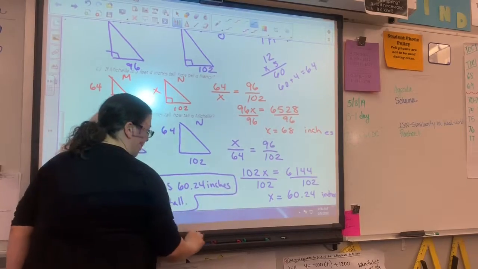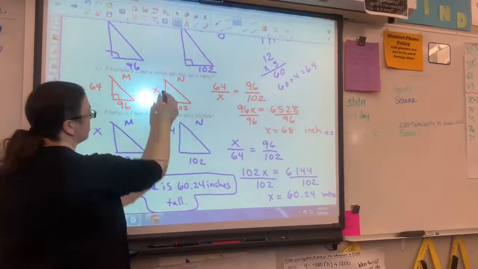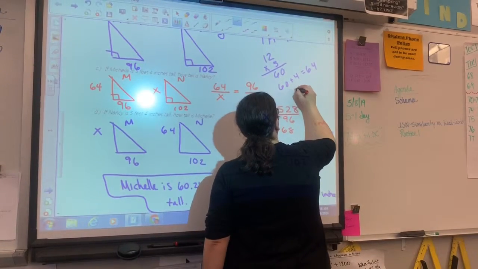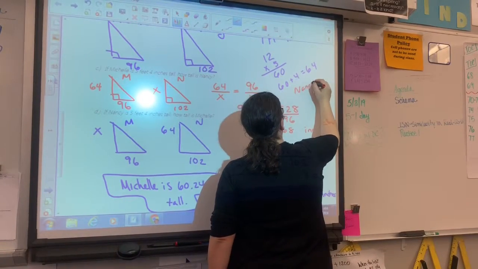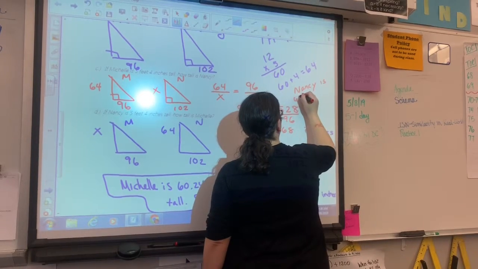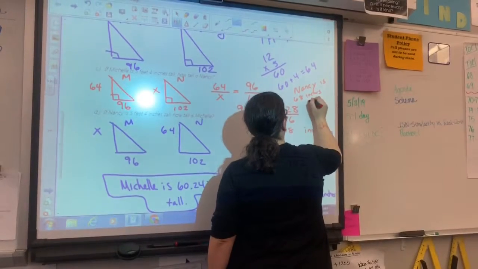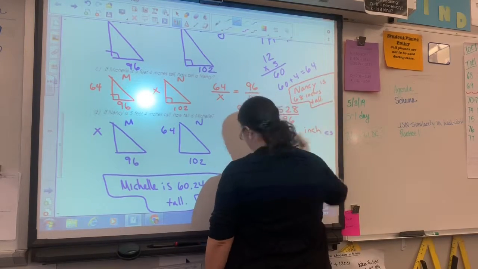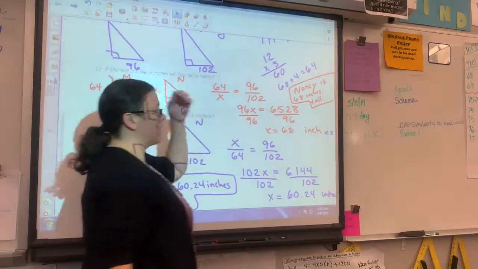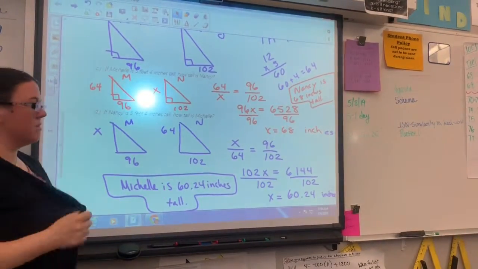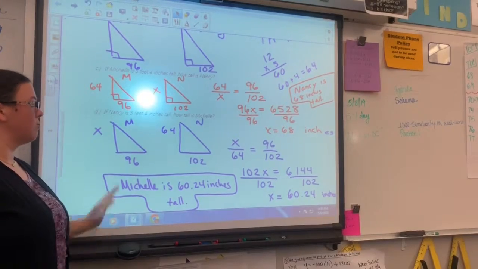And then up here we should write, Nancy is 68 inches tall. We have to put the squiggles because we didn't get the exact answer. Because we're working in word problems, we should try to make sense of our answer. So this is my final answer sentence, saying what the number we found means. A short sentence.